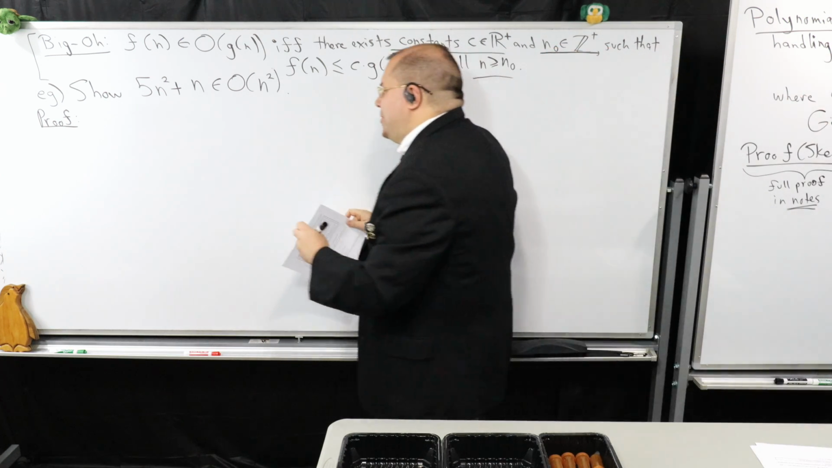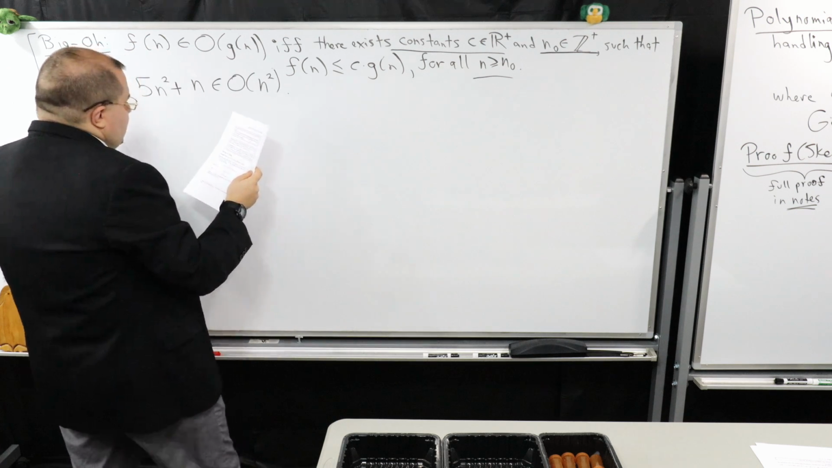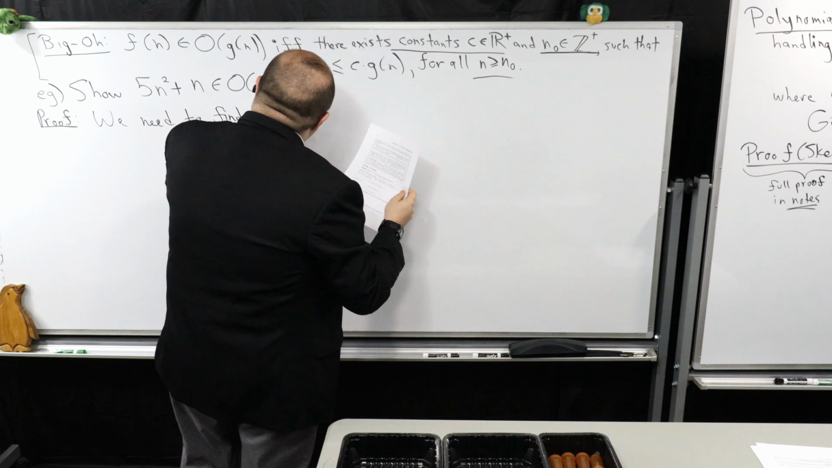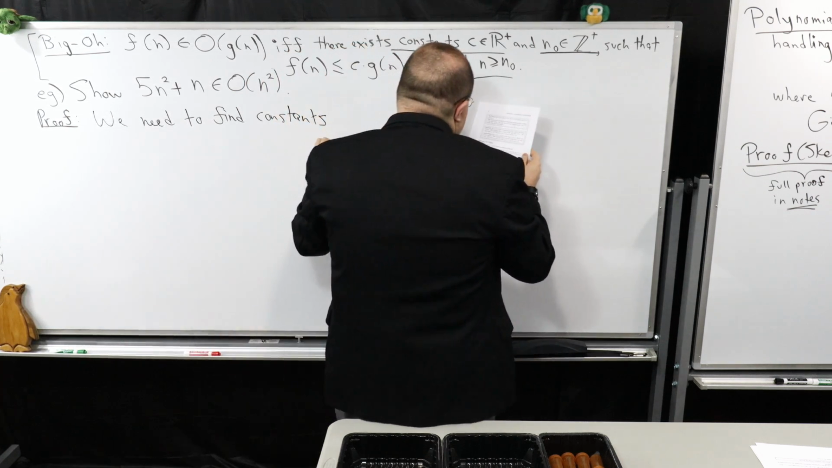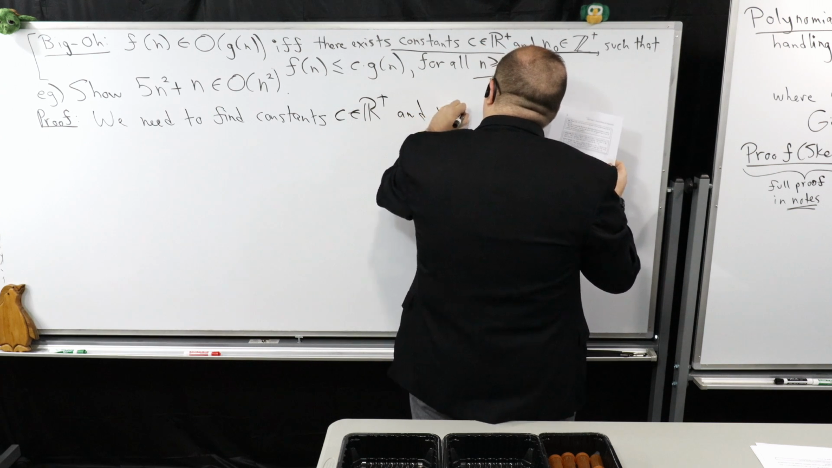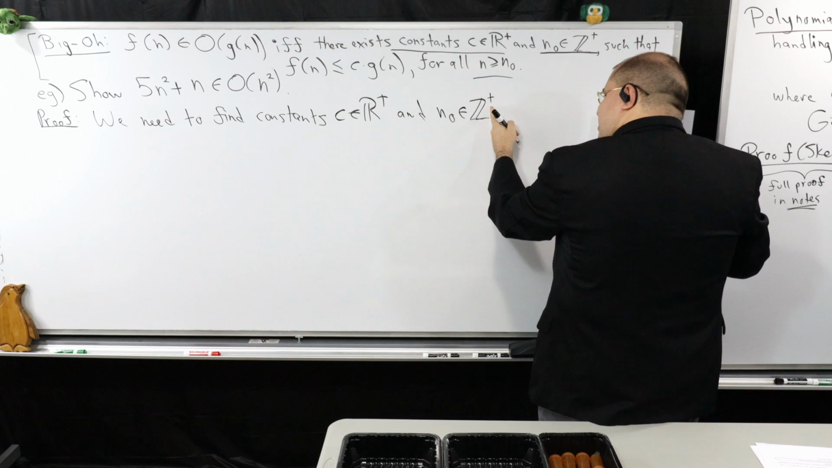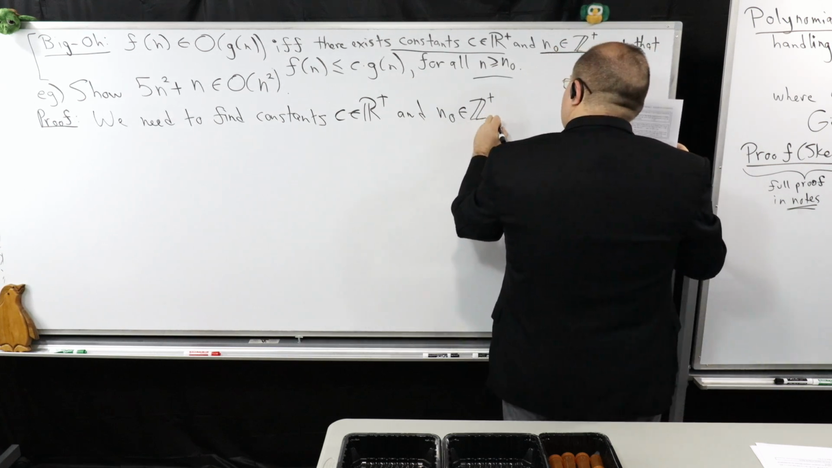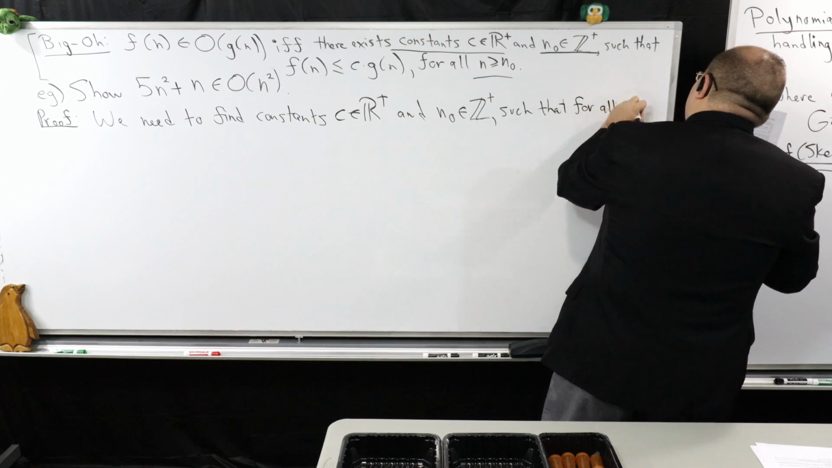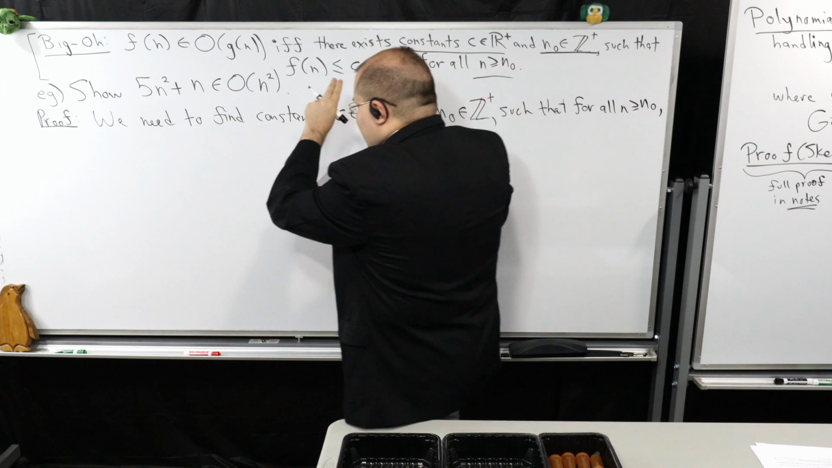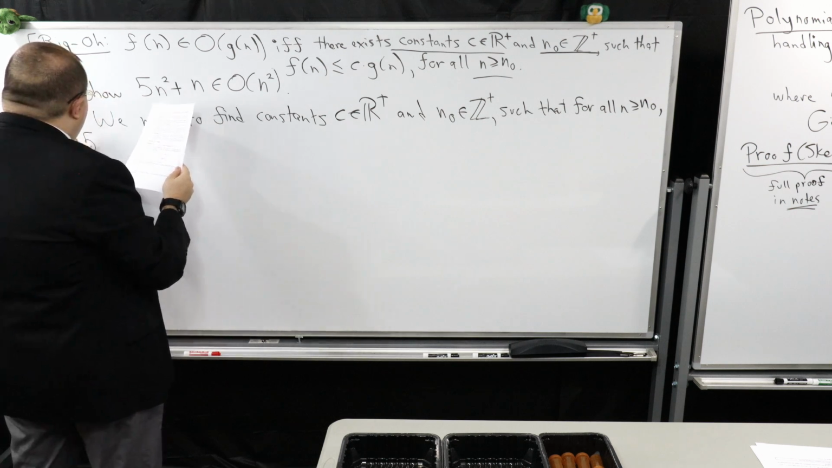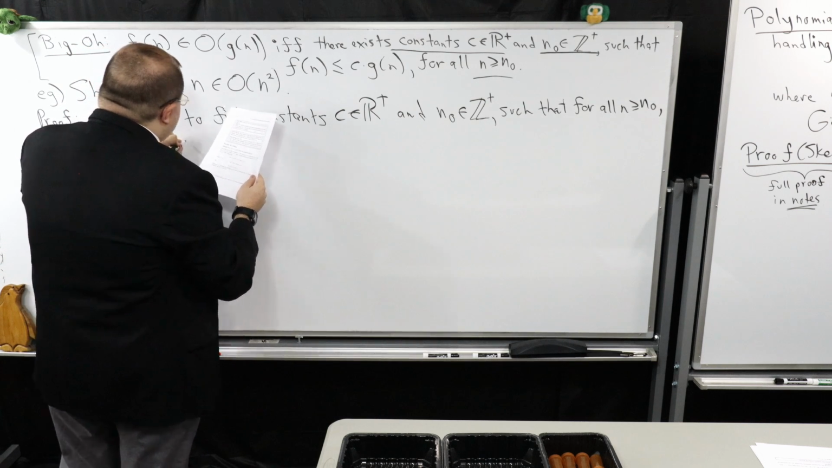So let me just start us off here. First I describe what I'm going to do. We need to find constants C, which is a positive real number, and n0, which is a positive integer. That's what that plus means on this fancy blackboard Z, such that for all n greater or equal to n0, I want to plug in f and g. Remember, this is f, that's g. 5n squared plus n is less than or equal to cn squared.